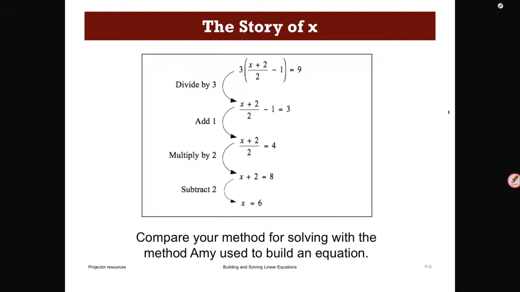The last thing she did was multiply by 3. So the first thing we're going to do is divide by 3. So we're doing it in reverse order. We're doing the opposite operation in reverse order, the inverse operations. Exactly. So she multiplied by 3 last, we're going to divide by 3 first. And then the second to last step she did was subtract 1. We're going to add 1.